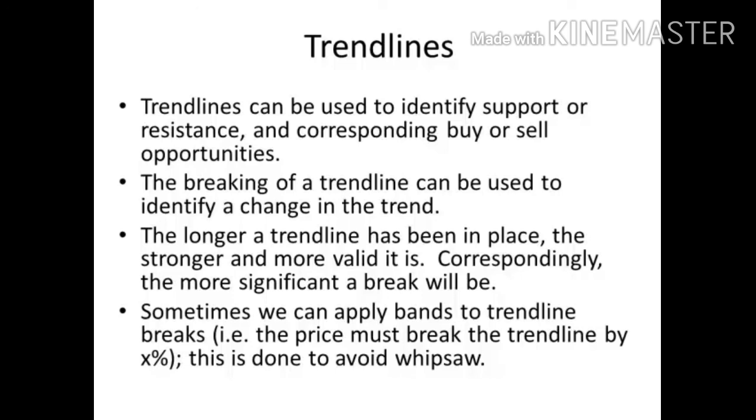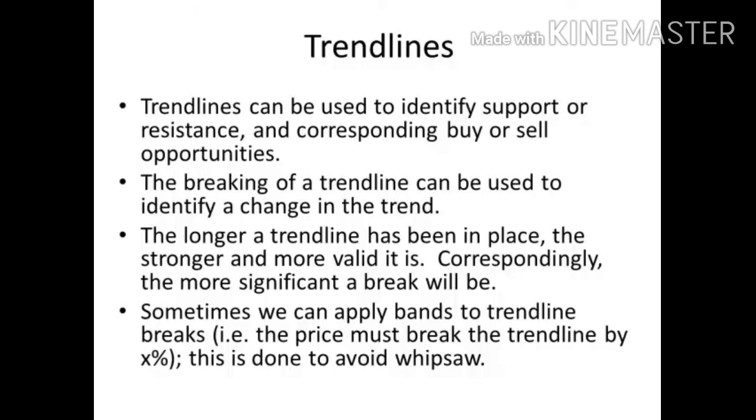A trend line can be used to identify support or resistance and corresponding buy or sell opportunities. So when a price bounces off a trend line, let's say we have an uptrend line, so the trend line is below the prices, and prices are hitting it and bouncing off of it. Well, that's for example a support, right? Because prices are bouncing off of it, there's buying pressure, they're going back up. Then we can use that to create a trading opportunity, right? That can be a buy signal. So we can use trend lines to find buy and sell signals by identifying support and resistance.